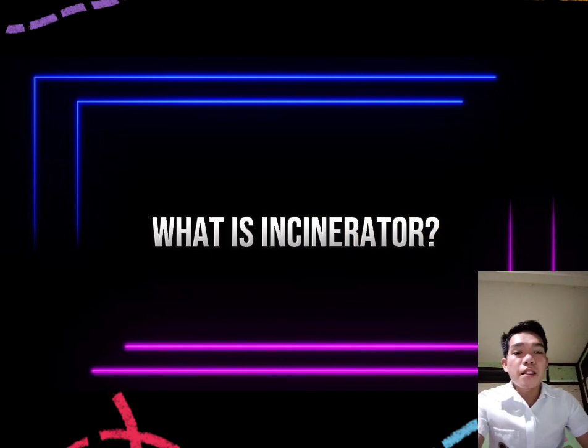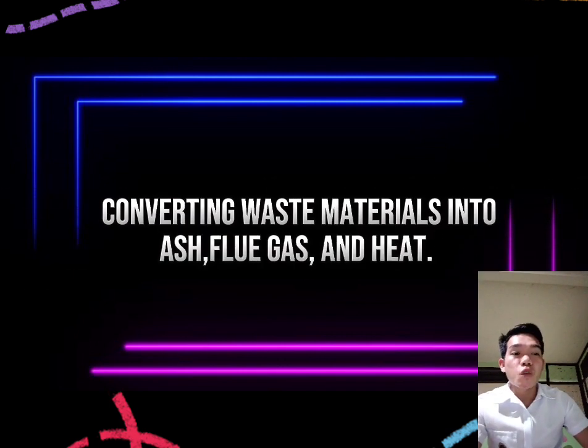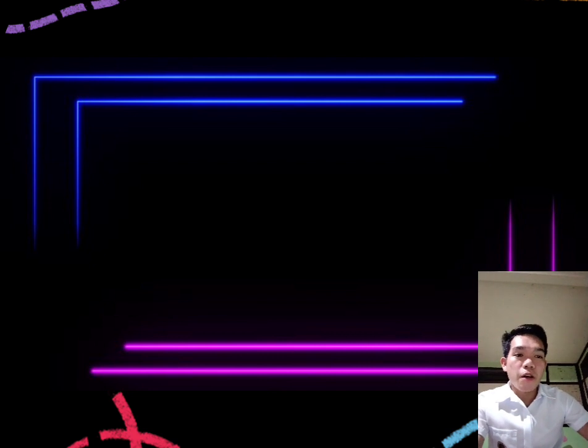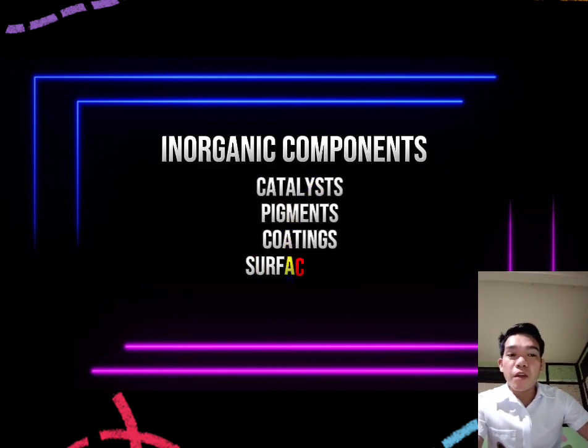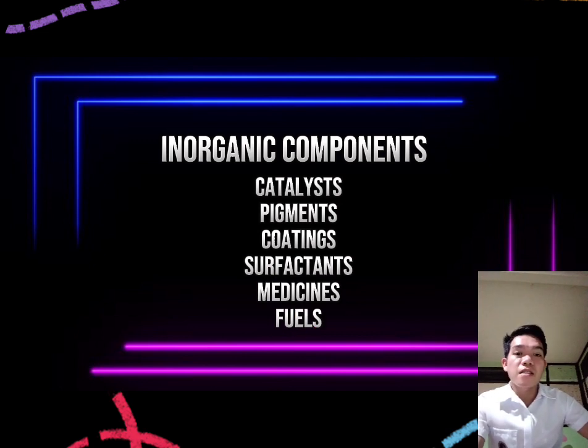Incineration involves converting waste materials into ash, flue gas, and heat. The ash mostly consists of inorganic components of waste and can be in the shape of solid lumps or particulates carried by the flue gas. So we're talking about inorganic materials like catalysts, pigments, coatings, surfactants, medicines, fuels, and more. There is so much that can be made from that. So that is also the purpose of the incinerator, to create new products. For example, pigments are the colors used for design.